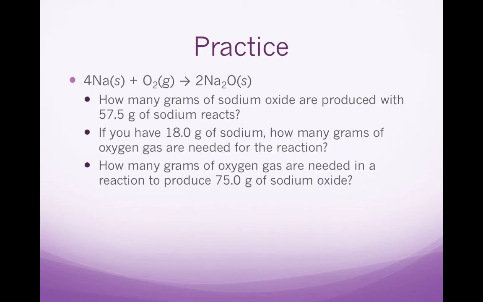Here are some practice problems. Here's another practice problem. I suggest you try this on your own. The reaction is sodium metal plus oxygen gas yields sodium oxide. Here are 3 different problems that you should try with this. I really suggest you do lots of practice problems for these different calculations. There's tons in your book. If you do a lot of these problems, they're very repetitive and you'll get really good and really fast at doing them. So I suggest you do lots and lots of practice, and then it will become second nature to do problems like this.